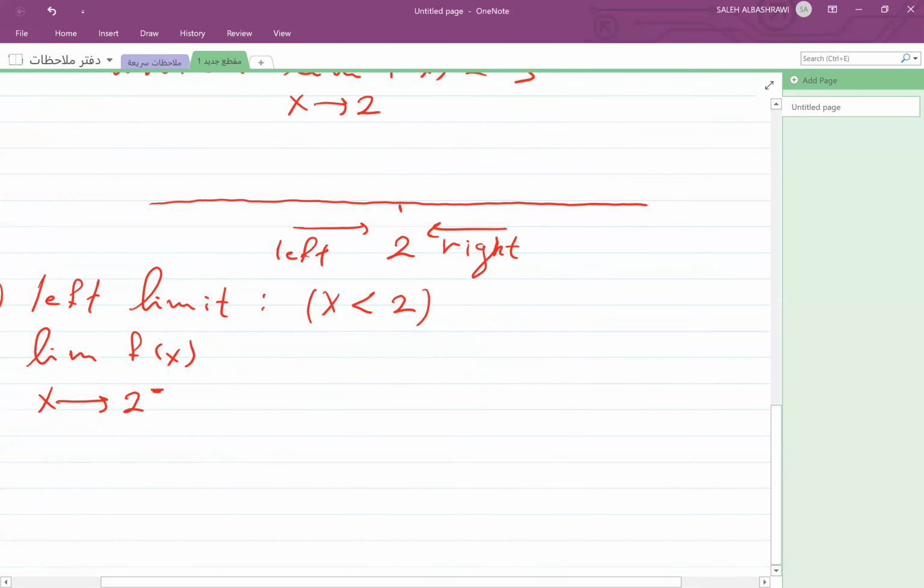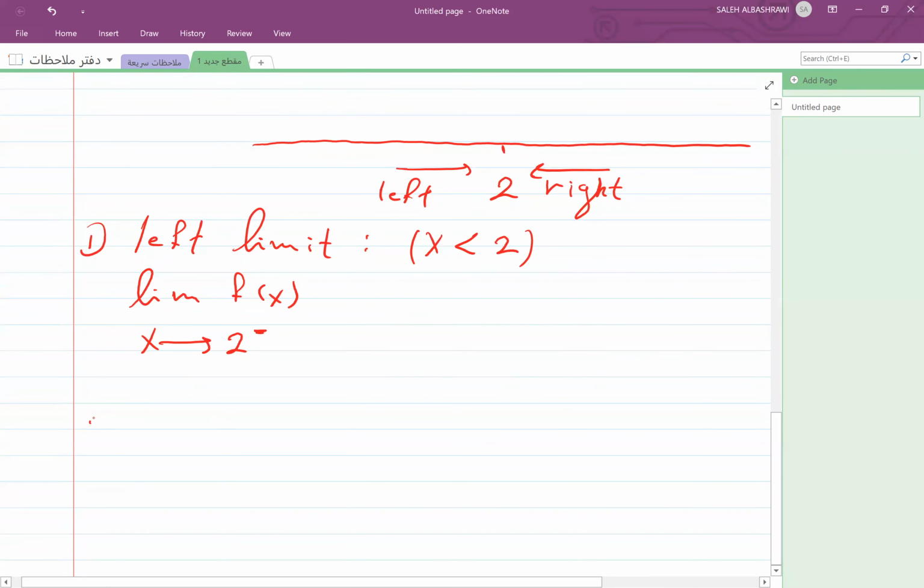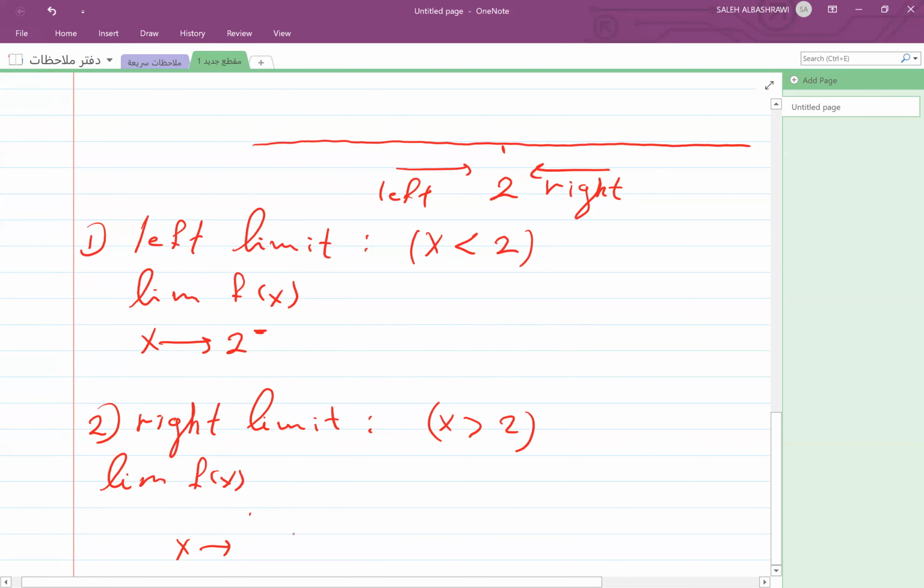The second one, the right limit. It means x greater than 2. And we write limit of f of x as x approaching the number 2 from the right.